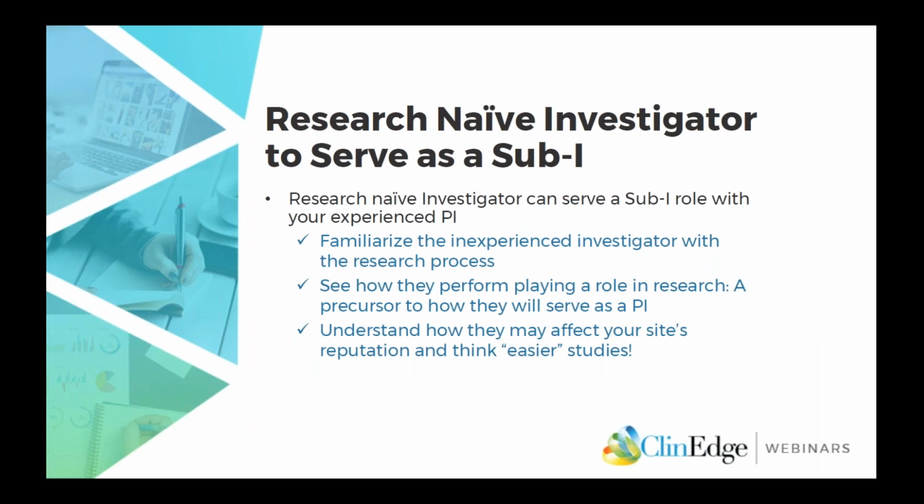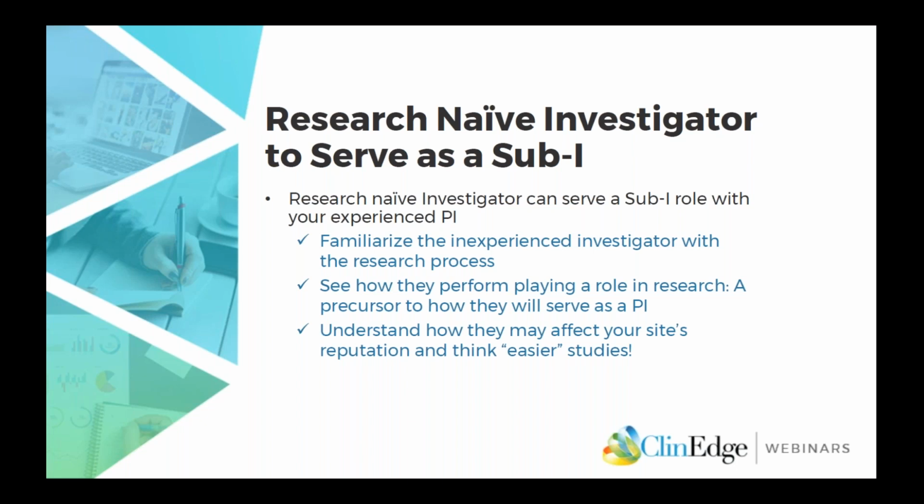So, this is looping back to utilizing your experienced PIs, your experienced site, and getting them to serve as a sub-I. It's obviously going to be easier for your PI to get a clinical trial. They have experience, their feasibilities look better, they may have past metrics, and it doesn't hurt to put them in the sub-I role during this 3 to 6 month pilot period. It familiarizes them with the research process. You also get to see how they handle research, how they approach it. It's more of a precursor to how they're going to serve as a PI.